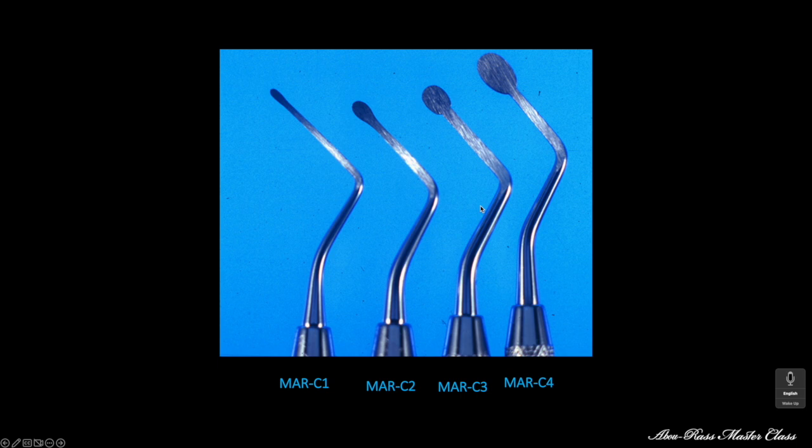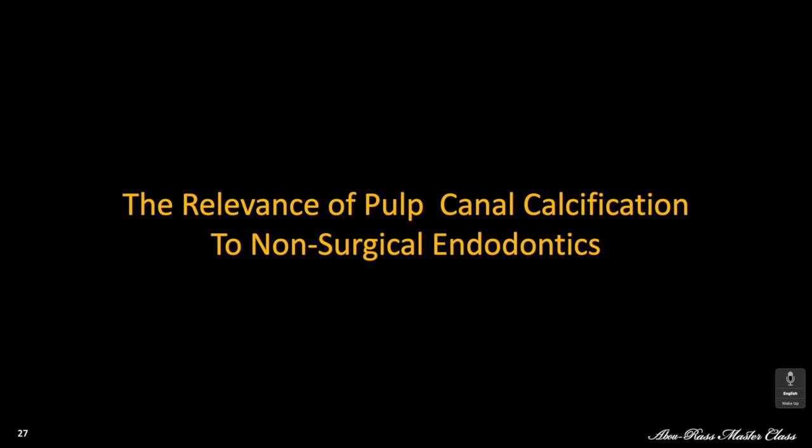I developed some curettes years ago. I call them MAR C1, C2, C3, C4, which specifically have this long shank. I could see where this spoon excavator is operating. So I could really visualize with magnification to remove the pulp stone or the denticles from the pulp chamber. I need to remove them to find the canal orifice. Or we could use the ultrasonics.